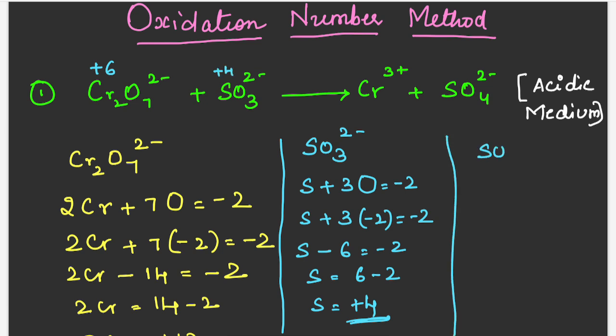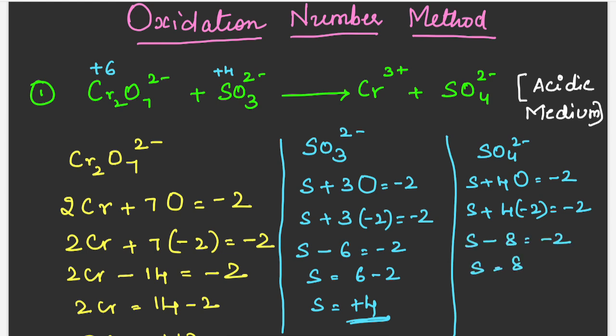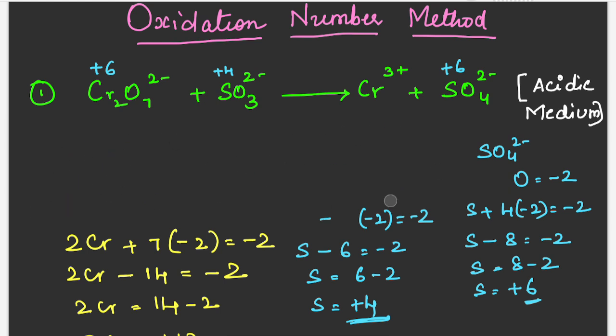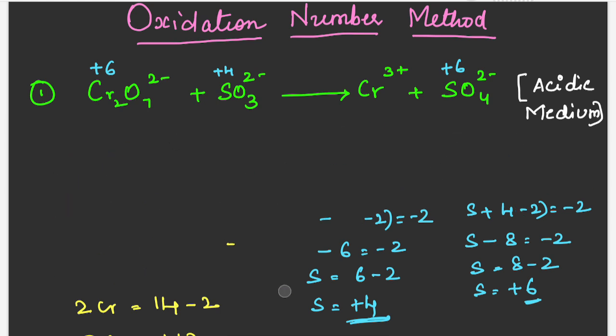Now we will find for SO4 2 minus. Sulfur plus 4 times oxygen is equal to minus 2. For oxygen the oxidation state is minus 2. So sulfur minus 8 is equal to minus 2. Sulfur is equal to 8 minus 2, so sulfur is equal to plus 6. Write here plus 6. Now we have found the oxidation state on each of the elements. Now I'll erase this. So this is the first step.